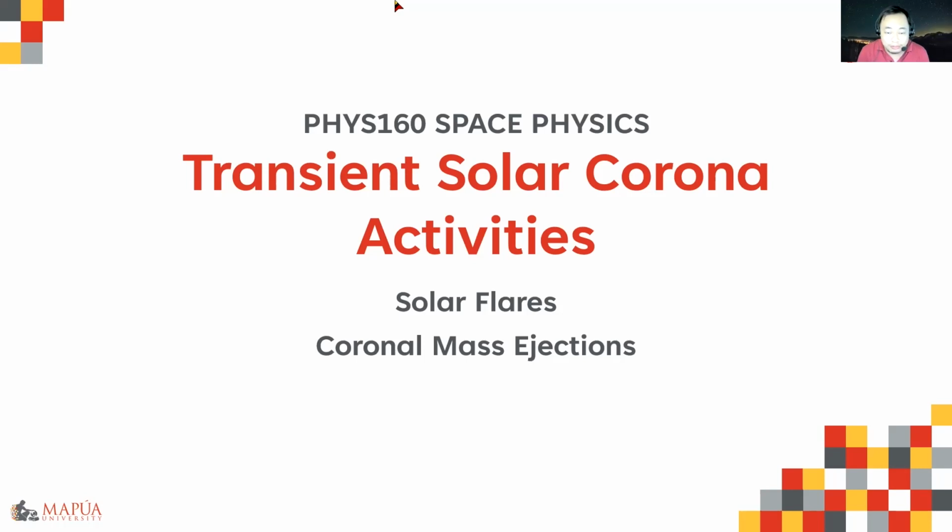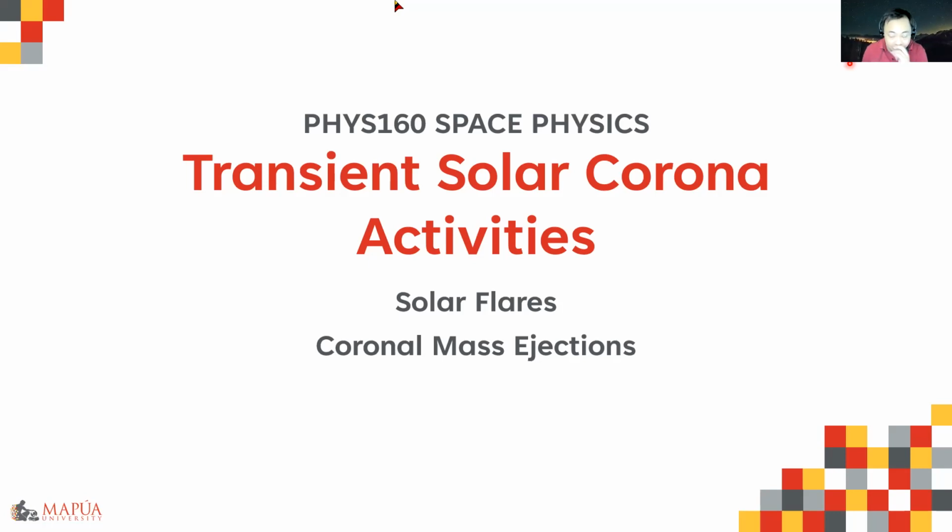Today we're going to continue our discussion on the sun. In this class, we're going to talk about transient solar corona activity. That includes a very introductory discussion on solar flares and coronal mass ejections, which are the most common transient activities happening in the sun. When we say transient, that means it happens occasionally, with a duration of only several hours. So, a very short duration.